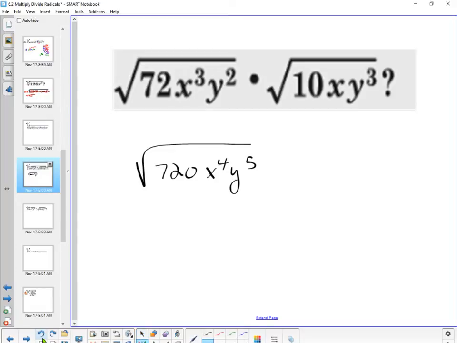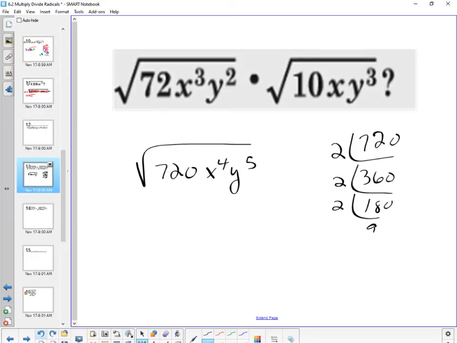Let's do this 720 real quick. Half is 360. Half of that is 180. Half of that is 90. Half of that is 40. Can I do half of that? I can do 3 times 15, and then I can do 3 times 5.